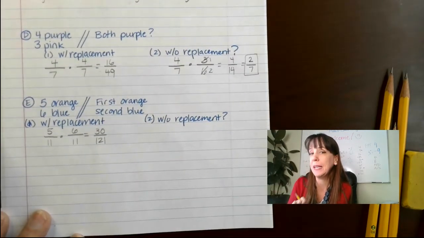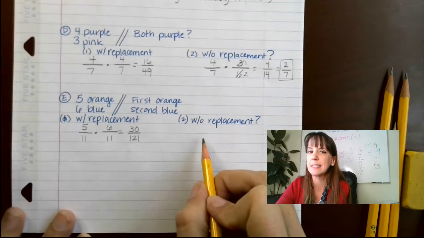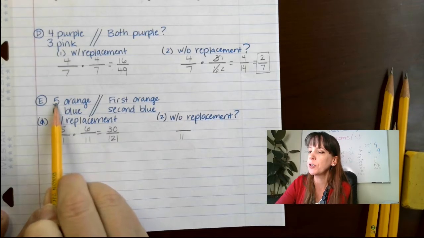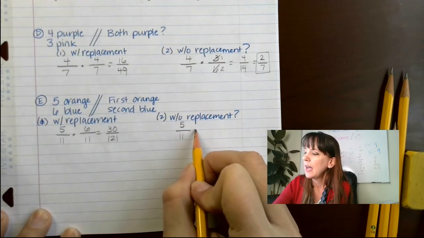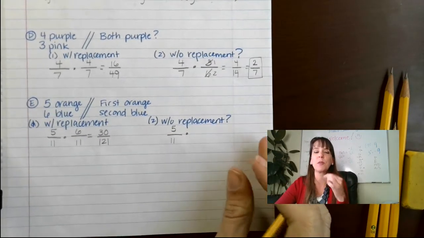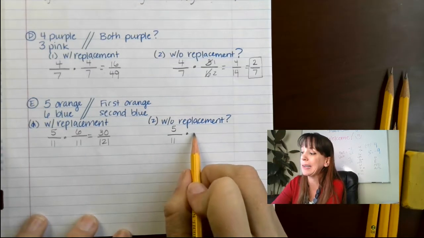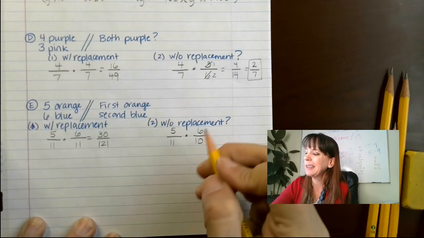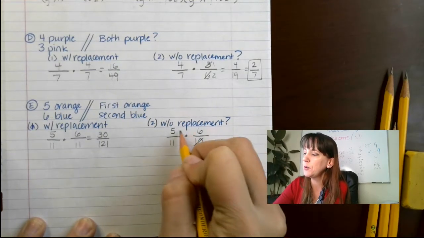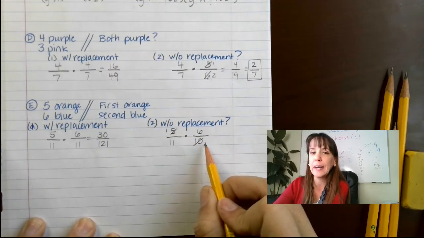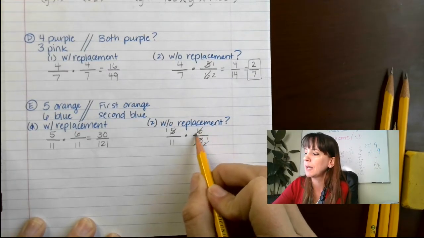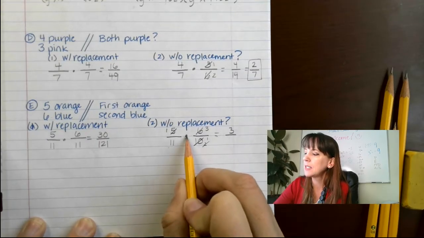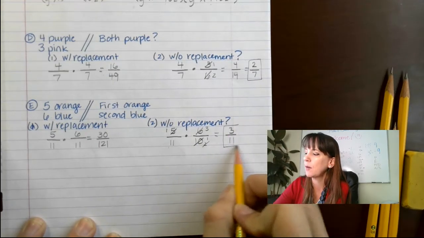Now let's do it without replacing. The first thing that we're going to do is we will do 11, and we want to do orange first, which is 5. And now we've taken that out, and so we've got an orange one missing, which means now we only have 10, but there's still 6 blues in there. Let's cancel these out. That'll be a 2. This will be a 1. And then here I can cancel this 2 out, make that a 1, and make this a 3. So 1 times 3 is 3. 11 times 1 is 11. So that would be your answer.